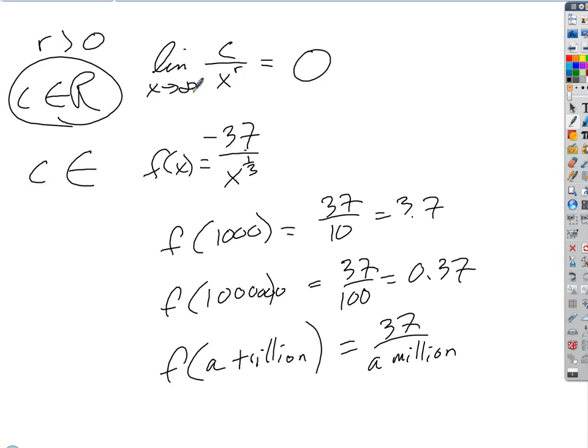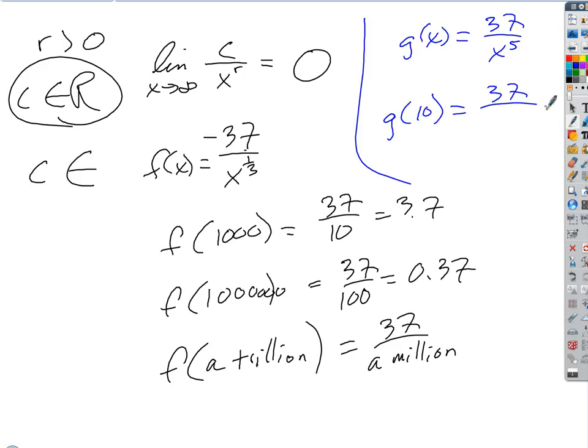Now the rate at which it gets small is going to change based on the value of R, right? If R were 5, it's going to get small in a hurry. Just to illustrate this, what if we had g of x equals 37 over x to the 5th? Well, then g of 10 is already just 37 over 100,000. It's already pretty small, and it got there in a hurry. See what I'm saying?